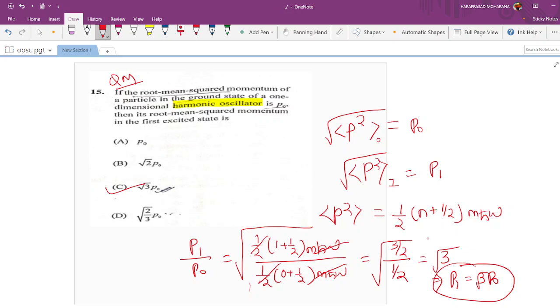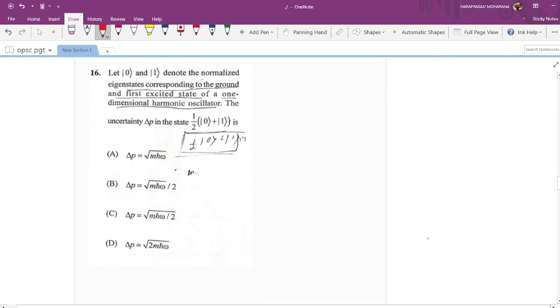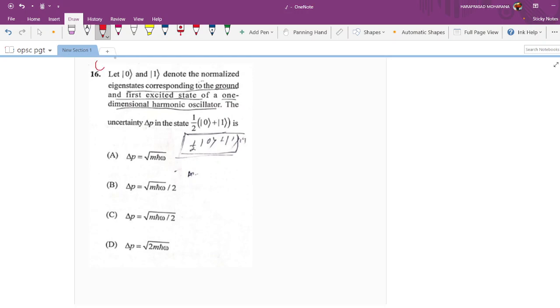The next question is question number 16. This is also from quantum mechanics. Let's see what is given. We have two normalized states, 0 and 1.